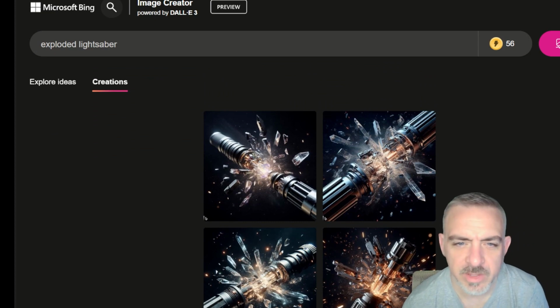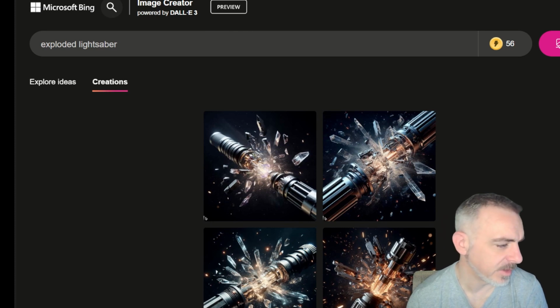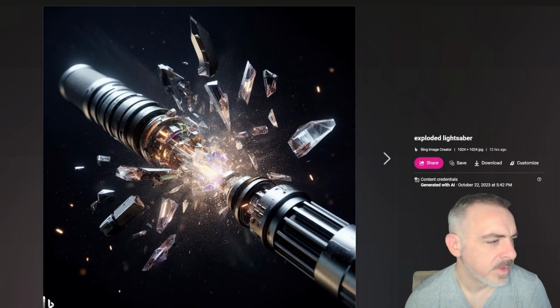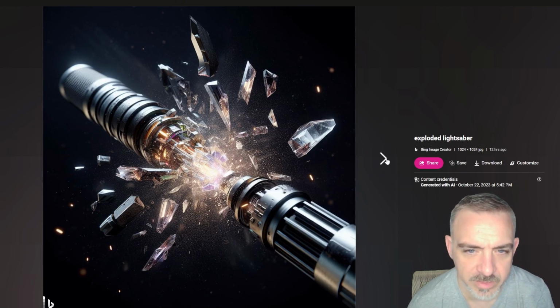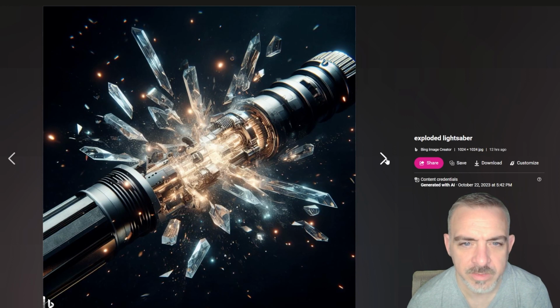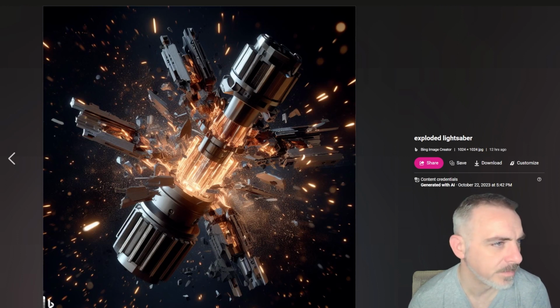All right, so for this one, I was looking at different style prompts for AI generators, and one of them was the exploded prompt. If you look at this, I just typed in exploded lightsaber, and this is sort of what it gave me. So let's take a closer look at these. It looks like just some crystals and pieces of it just sort of exploded from the inside. These are all roughly the same type of image. Overall, that's not a great prompt. But let's look at how ChatGPT handled it.